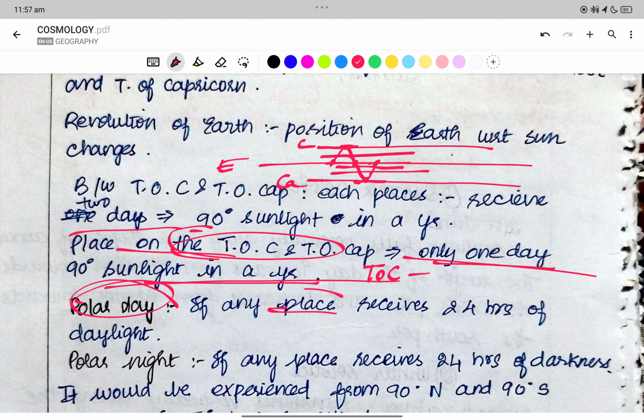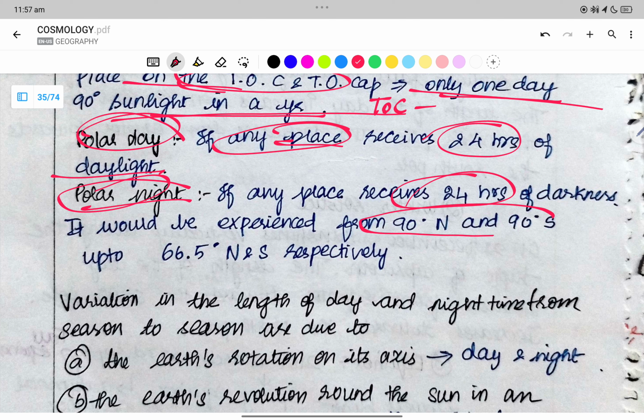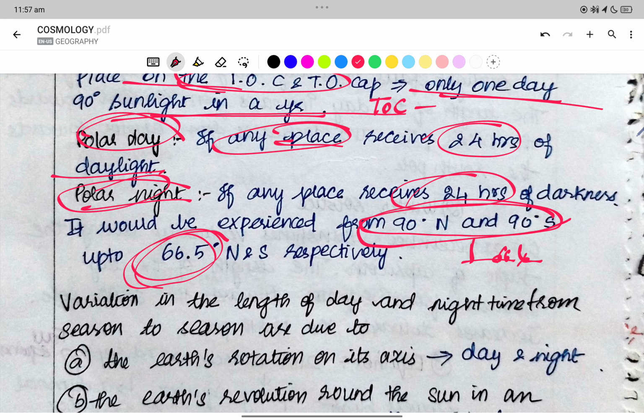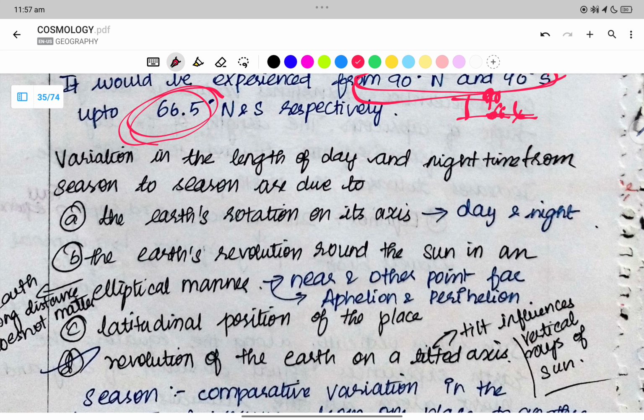Polar day is when any place receives 24 hours of daylight. Polar night is when any place is receiving 24 hours of darkness. It would be experienced from 66.5 degrees to 90 degrees, north and south. Polar night and polar day, north and south.